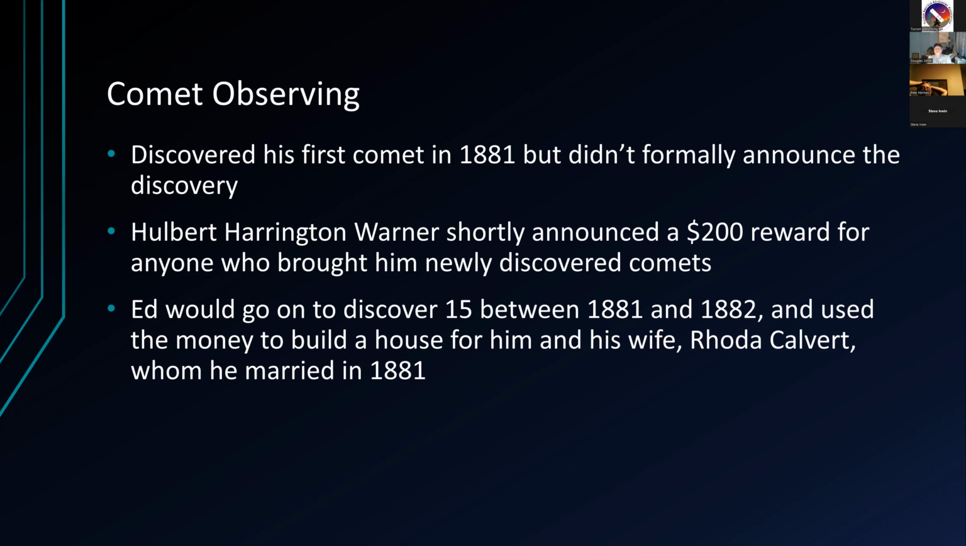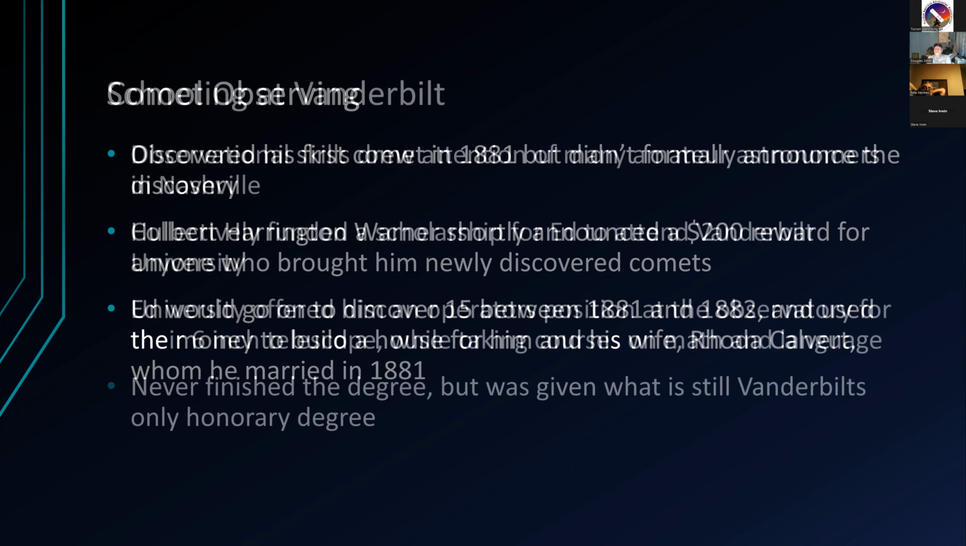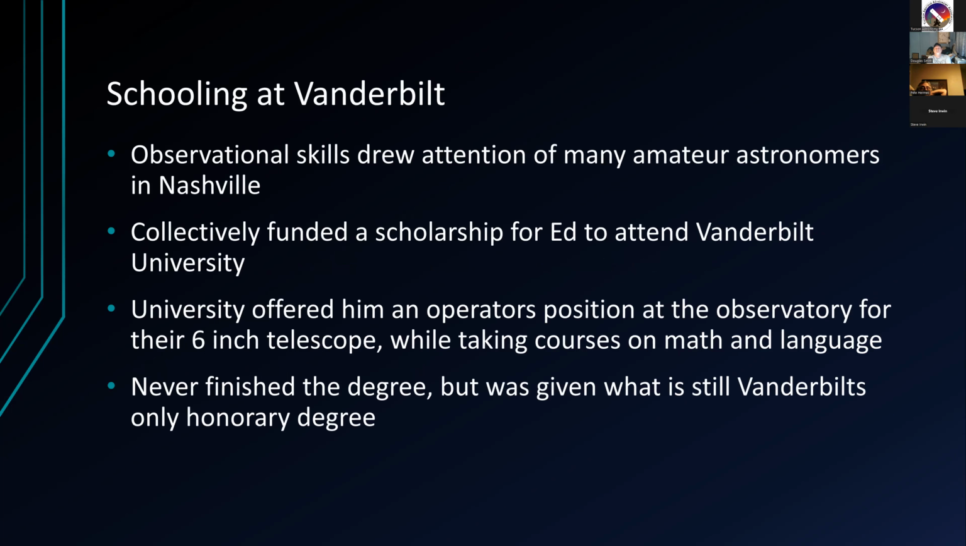But during this time period, over a span of 2 or 3 years, he would go on to discover 15 comets, and he would use the money to build a house in Nashville for his wife, who he married in 1881. We won't go too much into external family relationships here. There wasn't a lot. From what I gathered, it was a normal marriage for that time period. And they had no children.